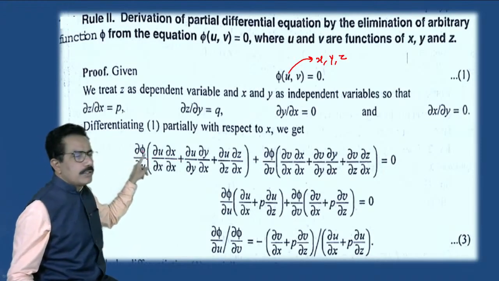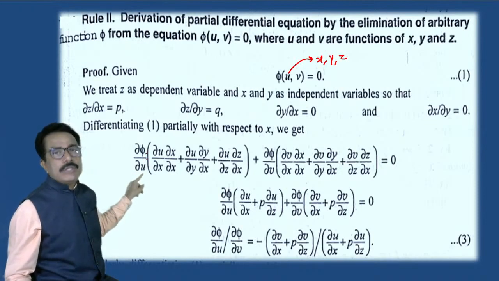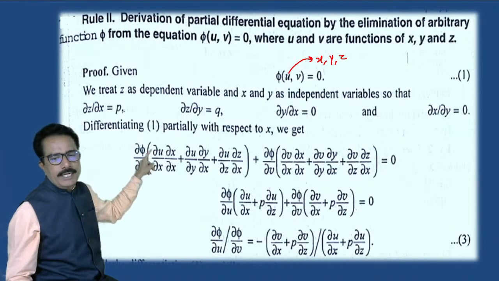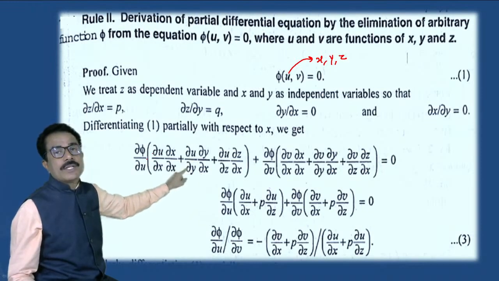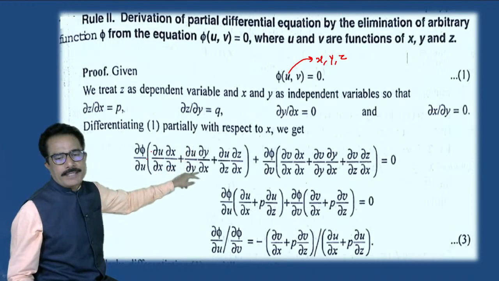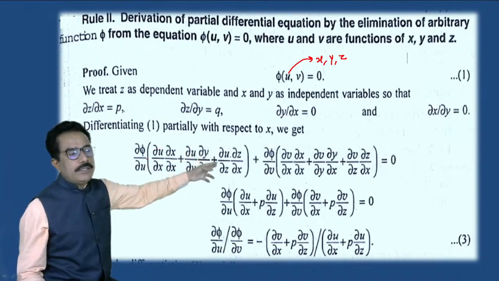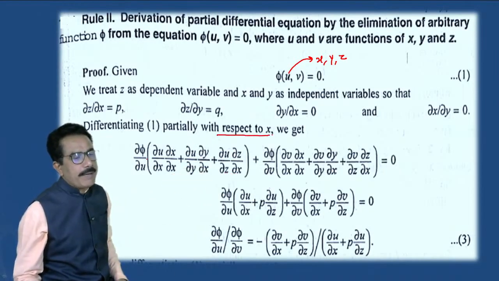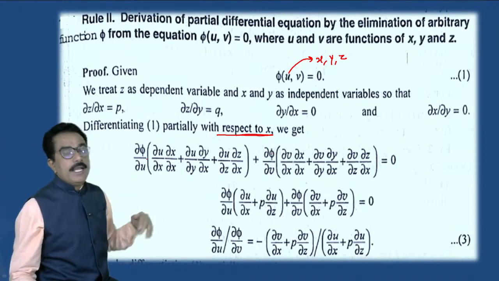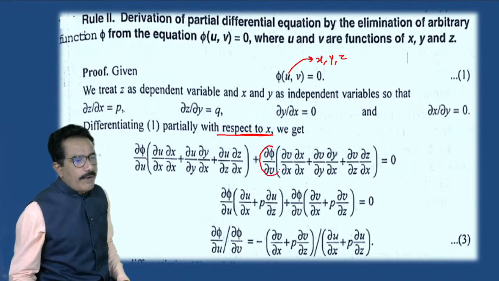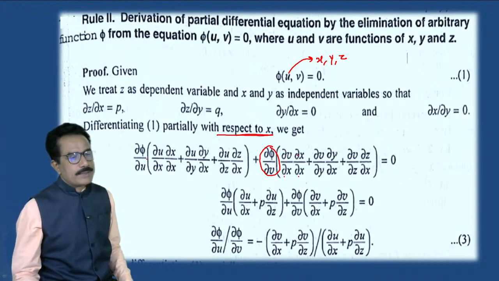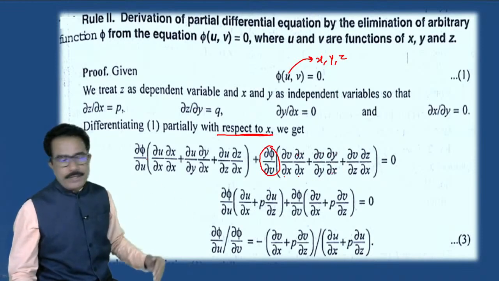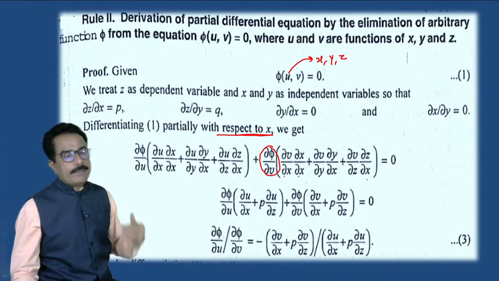So first of all we differentiate dou phi by dou u, but u is a function of x, y, z, so we can write dou u by dou x into dou x by dou x plus dou u by dou y into dou y by dou x, because u is a function of y and we have to differentiate y with respect to x, plus dou u by dou z into dou z by dou x, because we are differentiating partially with respect to x, plus again phi is a function of v, so dou phi by dou v into dou v by dou x into dou x by dou x plus dou v by dou y into dou y by dou x plus dou v by dou z into dou z by dou x, which is equal to 0.